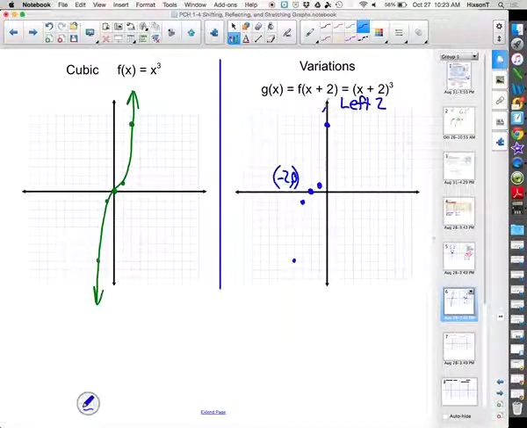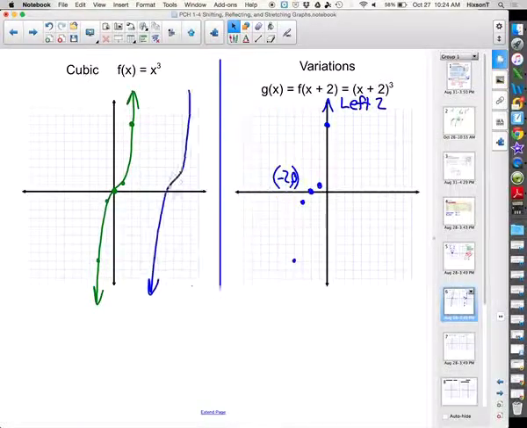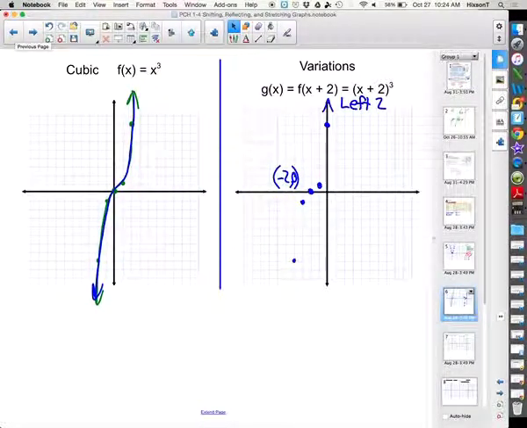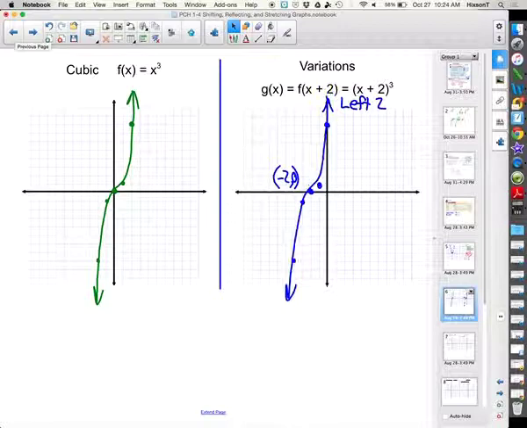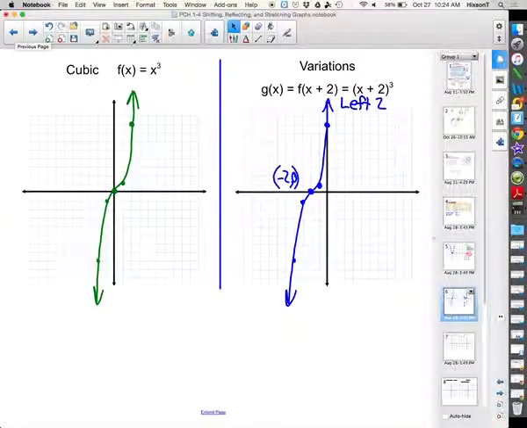So here we have our shifted parent function. Okay? Notice, same thing, it just got shifted over.